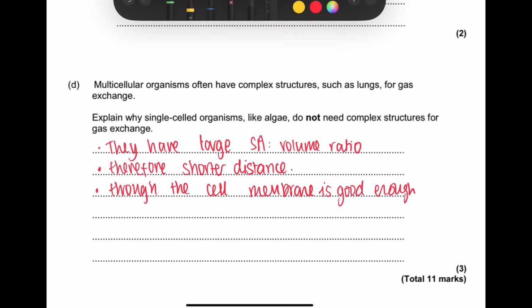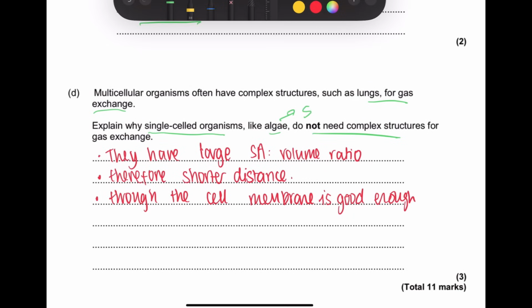E, multicellular organisms often have complex structures such as lungs for gas exchange. Explain why single-celled organisms like algae do not need complex structures for gas exchange. The reason they don't need them is because they are small. They're really small things, so they don't need such complicated structures like we have, because we are much bigger than them. We need them so that the oxygen and carbon dioxide can reach all the different parts of our body.